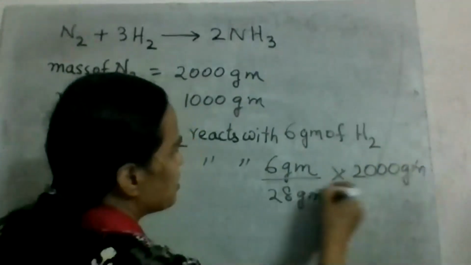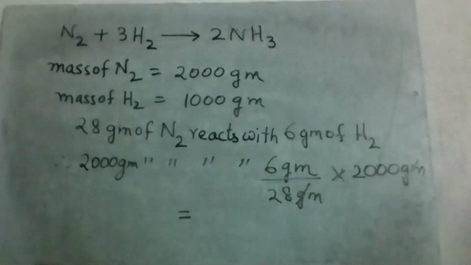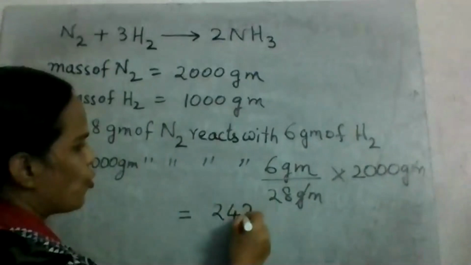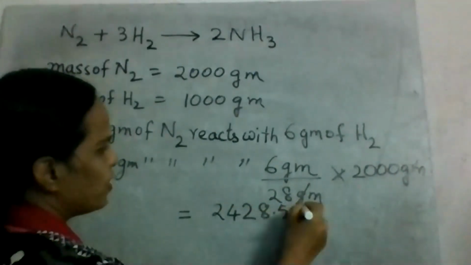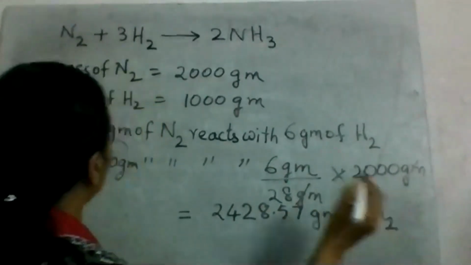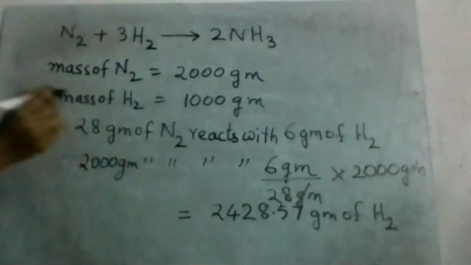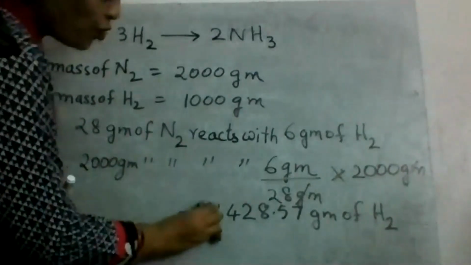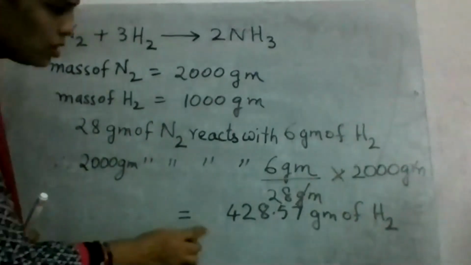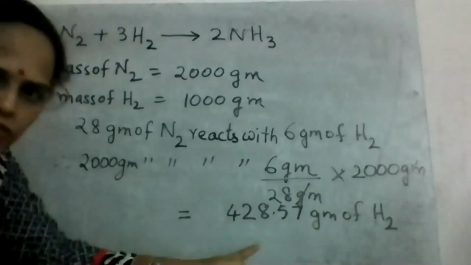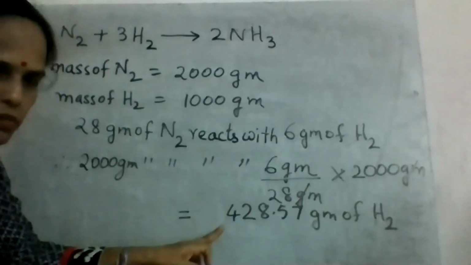So I'll cancel out the grams unit, and I get the answer as 428.57 grams of hydrogen. Sorry, it is only 428.57 grams of hydrogen that is needed. On doing this calculation, we get 428.57 grams of hydrogen on solving this part of the question.